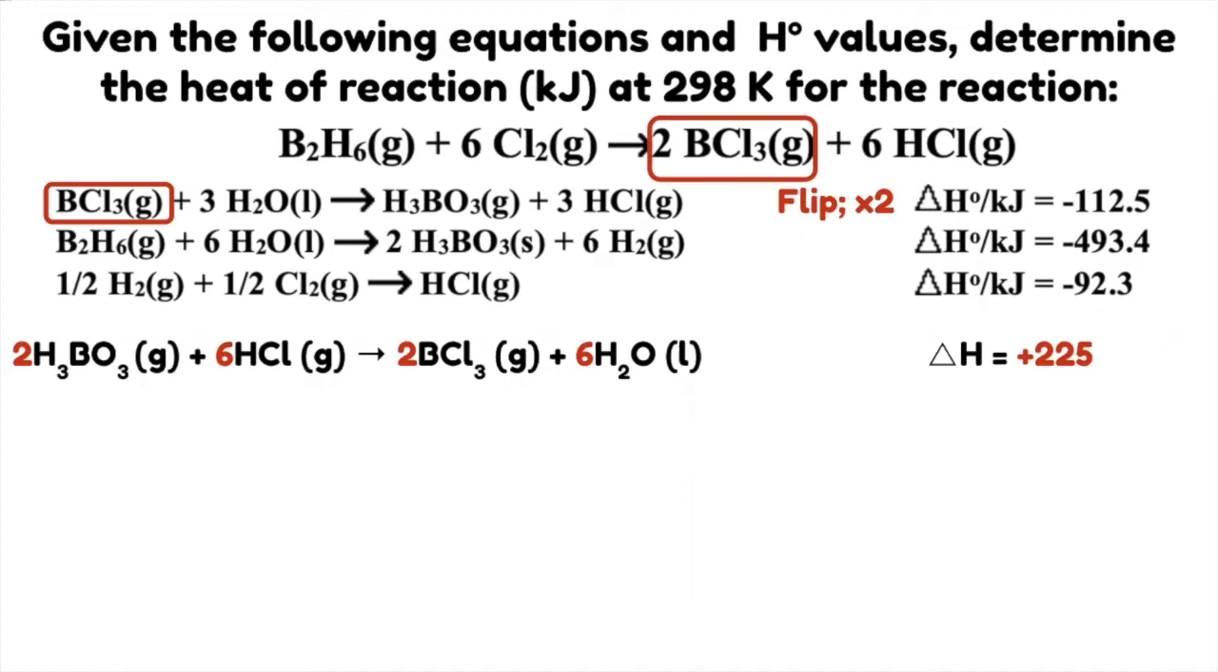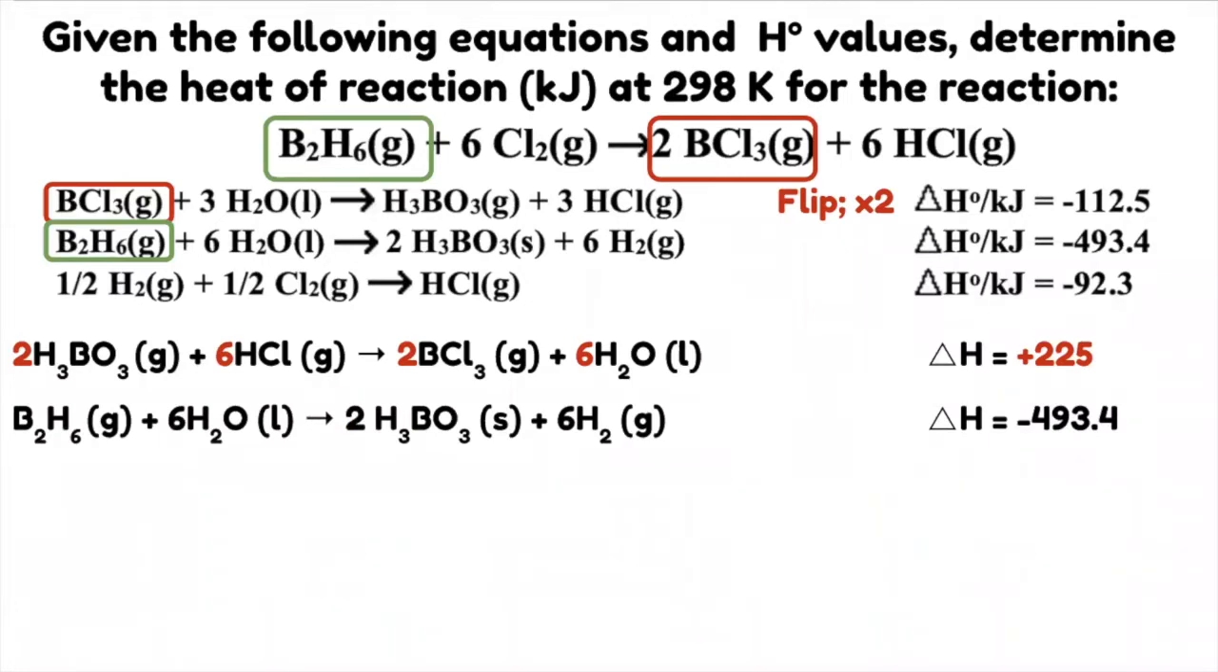For the second equation, we can get here B2H6. It's on the reactant side, it's 1 mole. In the main equation, you can see 1 mole of B2H6. So you don't have to do anything, you just have to copy it.